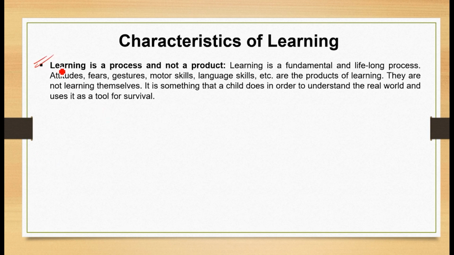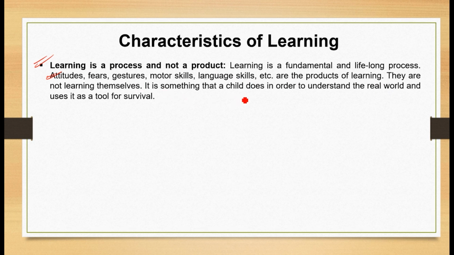So let's not confuse learning as a final product. Rather, it is a sustainable process. Learning is a fundamental and lifelong process. Attitudes, fears, gestures, motor skills, language skills, etc. are the products of learning. These are what come to us or what we develop after we learn something. This is not learning, but these are the products of learning, and they are not learning themselves.